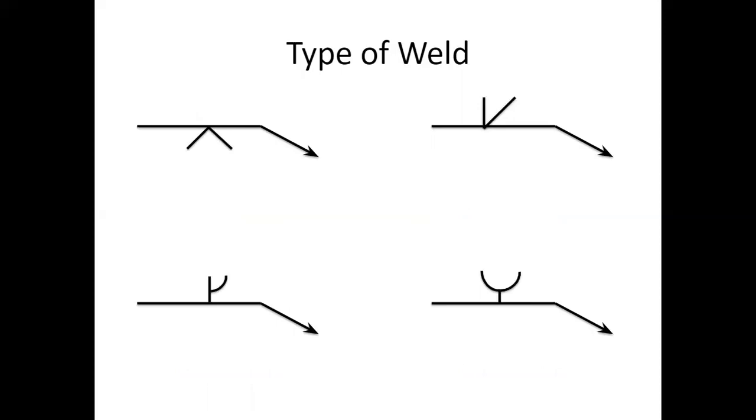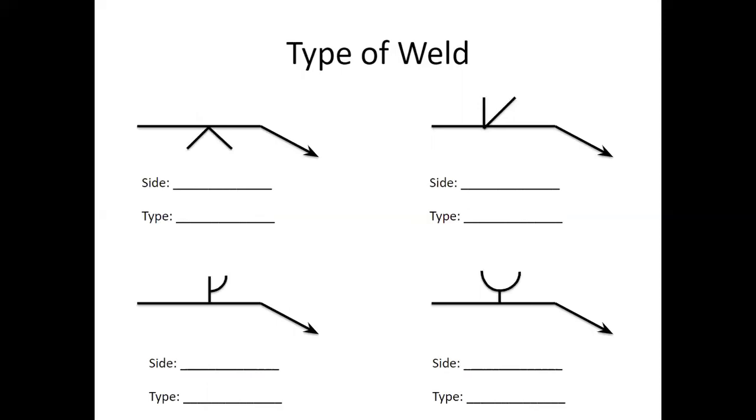So we've got a few of those, a couple more pictures. Just going to continue this exercise a little bit. So here we have arrow side V groove. The next one on the right on the top is going to be an other side bevel. Bottom left here, we have an other side J groove preparation. And the next one we have here is going to be an other side U groove preparation. So fairly simple. Try not to go too crazy.